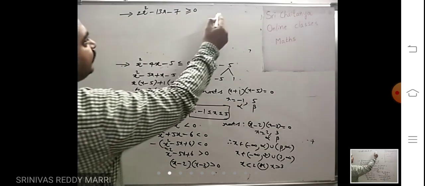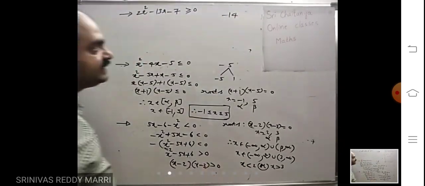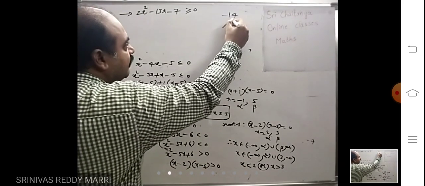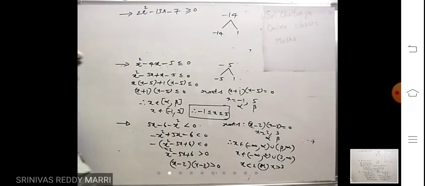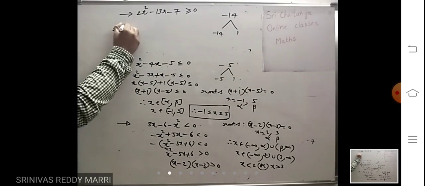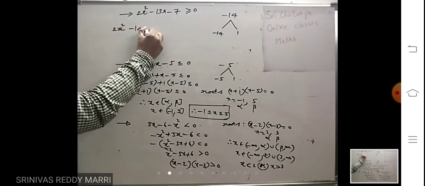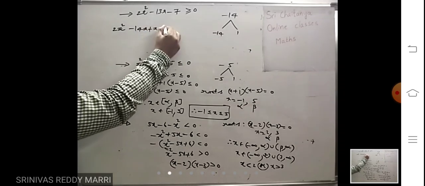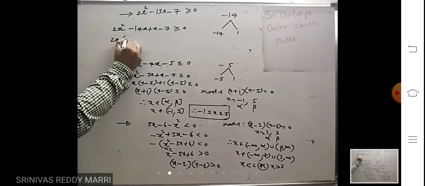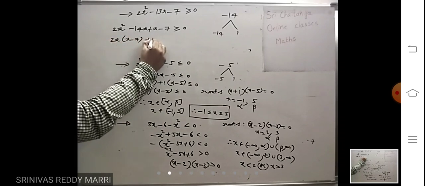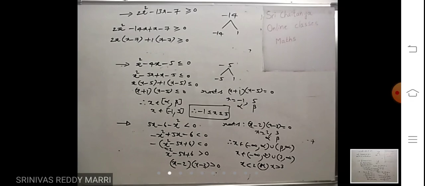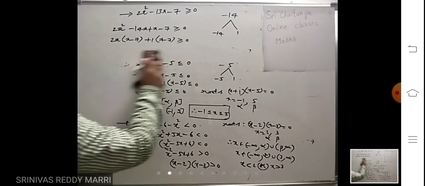We will factorize. 2 into minus 7 is what? Do the factorization in your own method. Minus 14. So here minus 13 you have to get. What are the factors? Minus 14 and 1, such that minus 14 plus 1 is what? Minus 13. So I am factorizing. So minus 14x plus x minus 7 greater than or equal to 0. Factorize this. 2x into x minus 7 plus 1 into x minus 7 greater than or equal to 0.